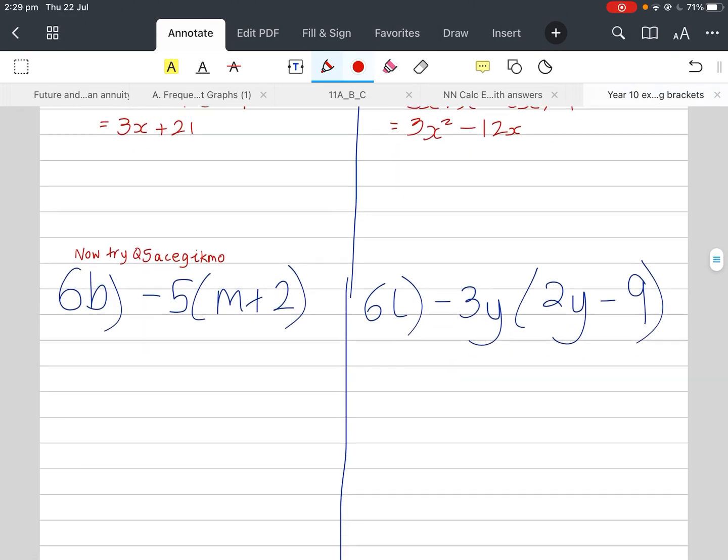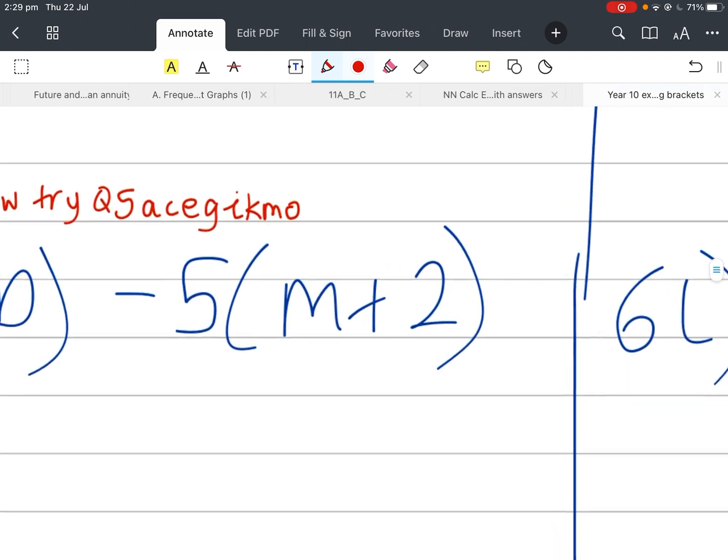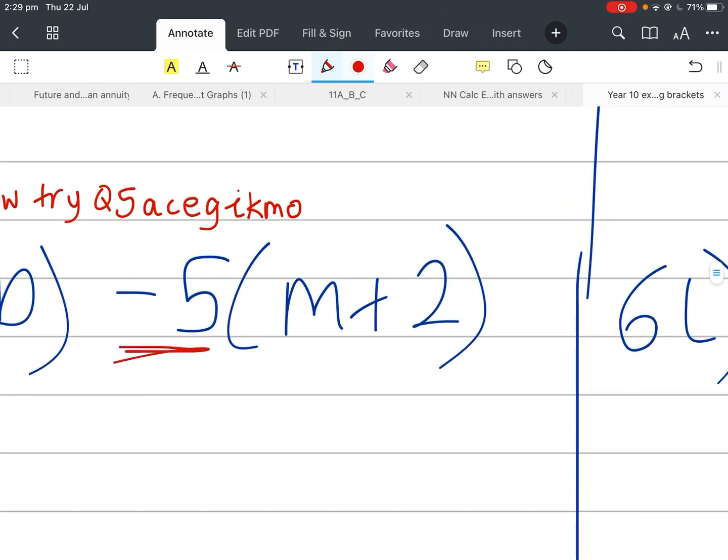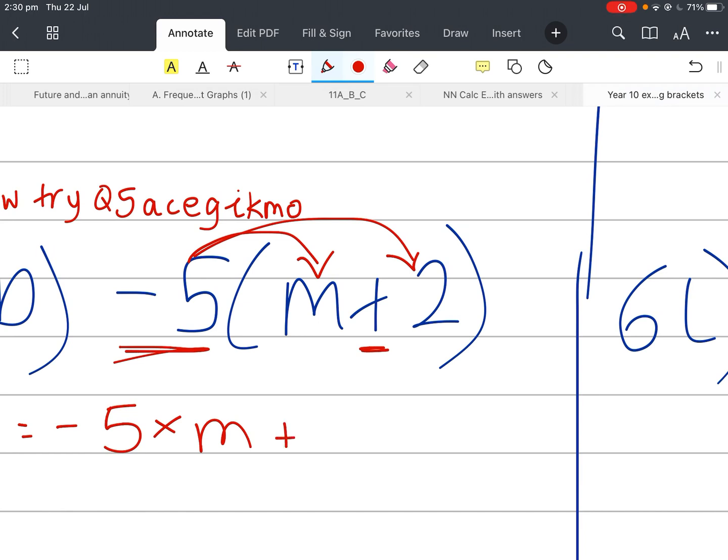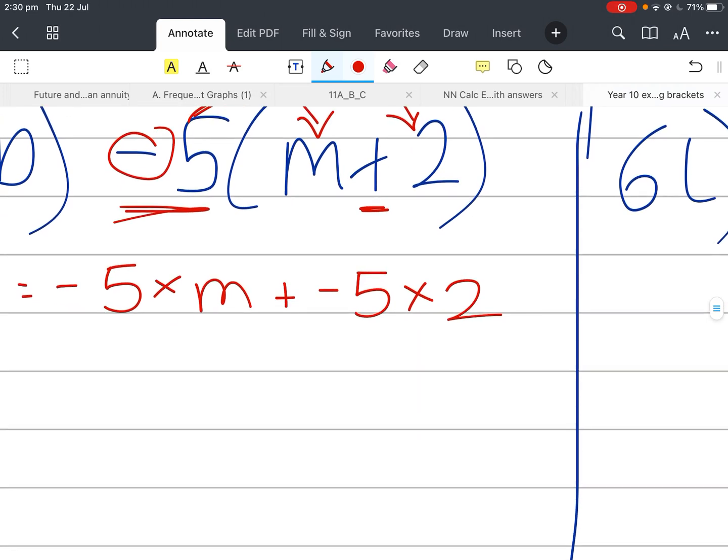Next one, question 6. So in question 6, the only difference with this one is you're going to have a -5 on the outside, but you're going to do it the same way. You've got to multiply both terms by the -5. Okay, so here we go. -5 times m. I'm going to write that down first. Now I have a plus in between. You can write that down if you want. Doesn't really matter. But I still need to write down the -5 and then times 2. Okay, I can't leave out that negative that's in front of the 5.